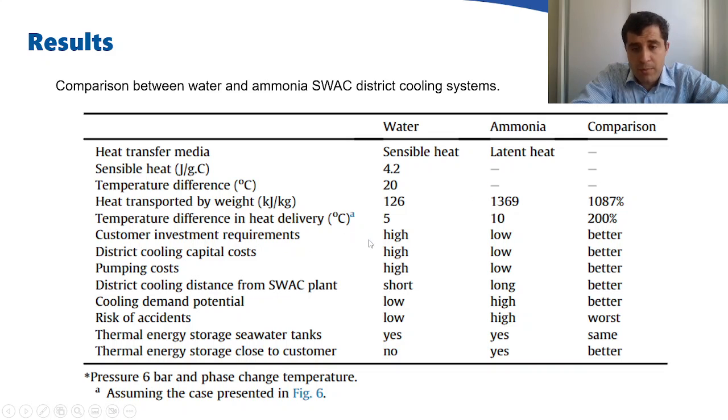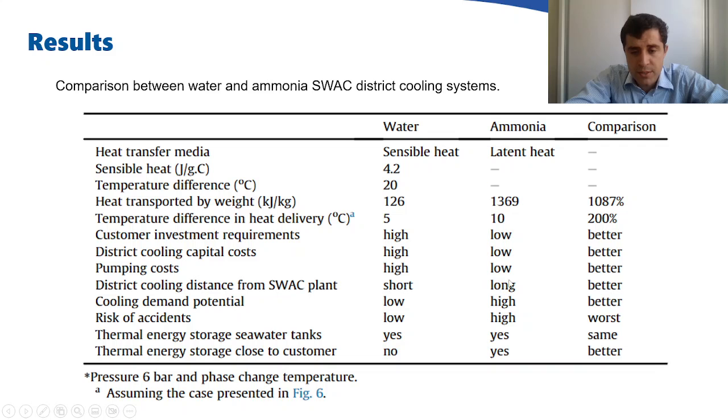Customer investment requirements: water is high, ammonia is low because the pipes are significantly smaller, so the cost of the system is significantly lower. District cooling capital cost is low. Pumping cost is low because you need to pump much less ammonia.